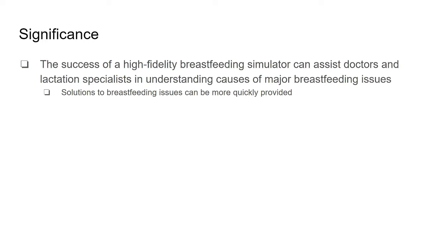The success of a high-fidelity breastfeeding simulator has great significance in helping doctors and lactation specialists better understand what the major causes of certain breastfeeding issues are. This can also allow them to provide solutions for mothers with breastfeeding issues more quickly.